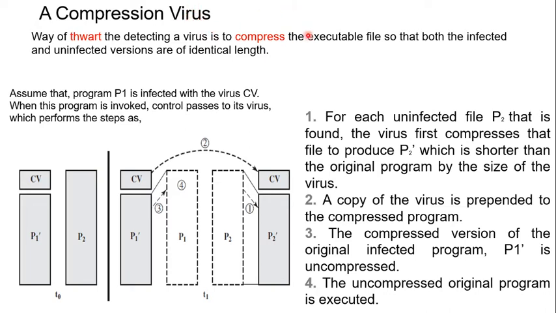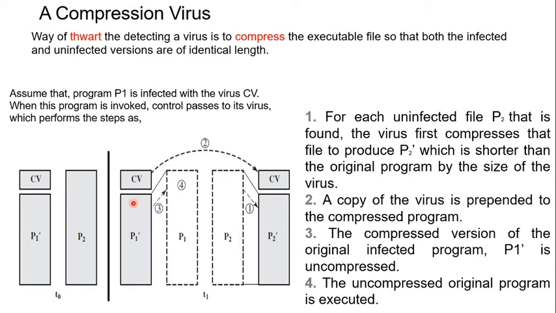So the resultant will still be 50 KB only, because your original file is compressed from 50 to 48, plus 2 KB of virus. So the resultant is still 50 KB. So it will be difficult for any user to identify based on the size of the file. That is what this compression virus is.